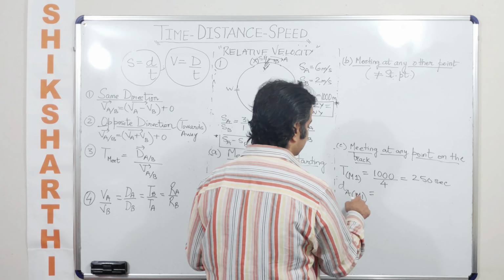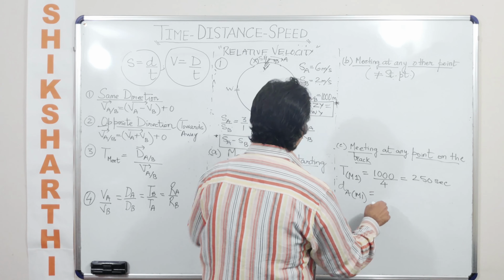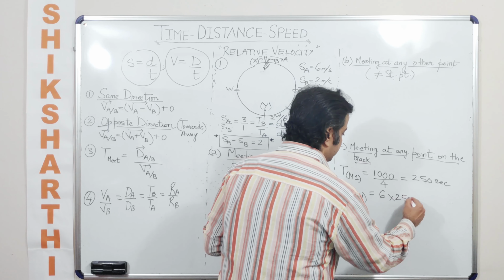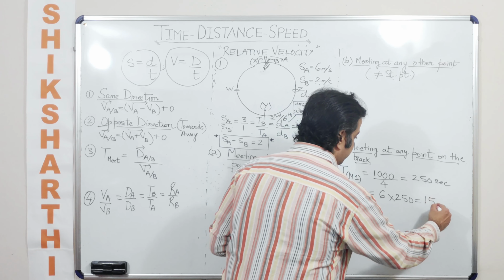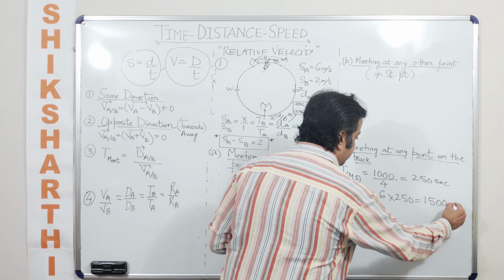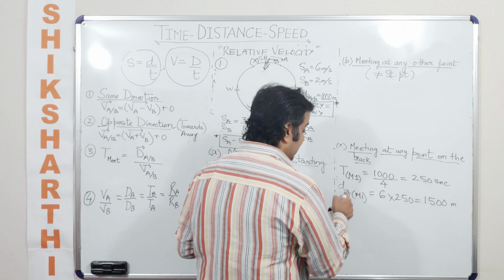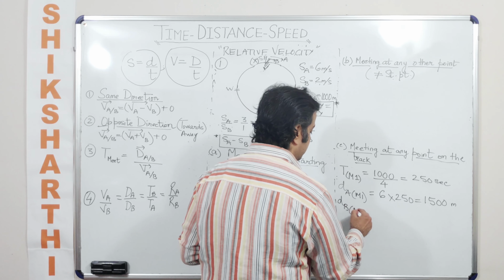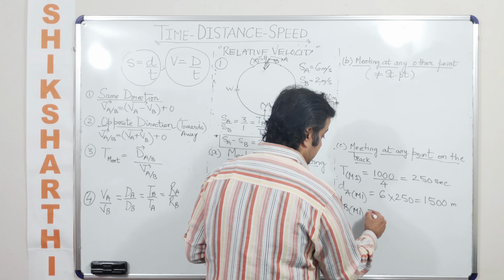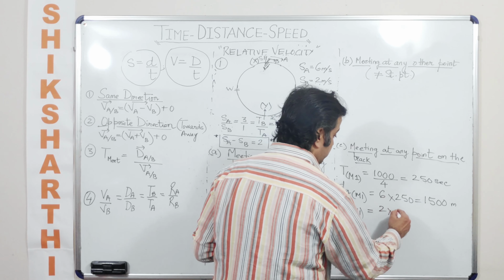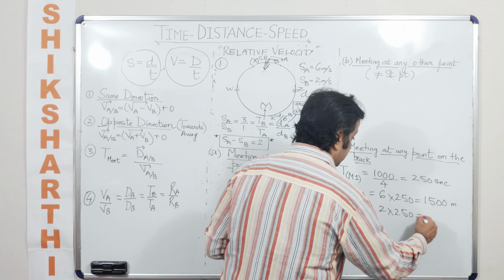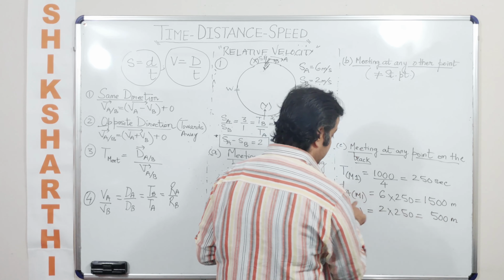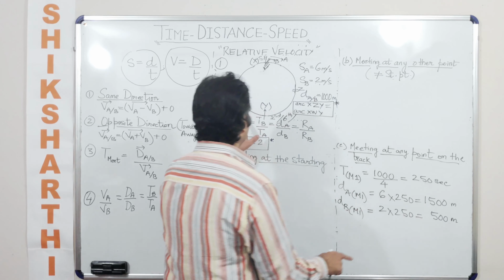It is just like saying distance is speed into time. The speed for A is 6, the time is 250 seconds. That means the very first time when they would have met, A would have covered 1500 meters, and in the same time the distance covered by B, when they have met for the very first time, is how much? 2 into 250, which is 500 meters. So from here, the ratio of the distances comes out to be 3:1, which it is.